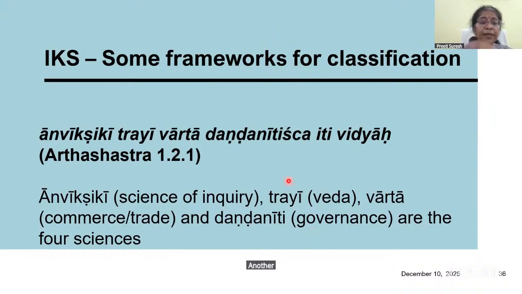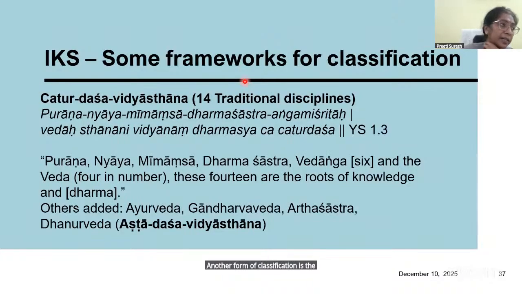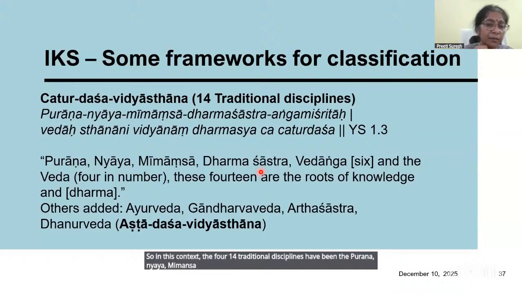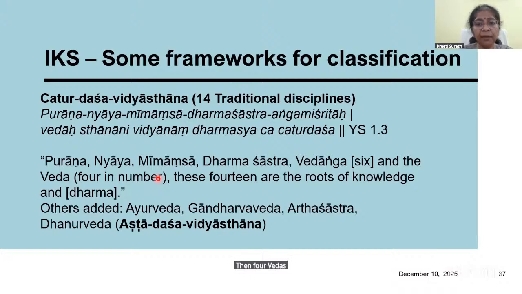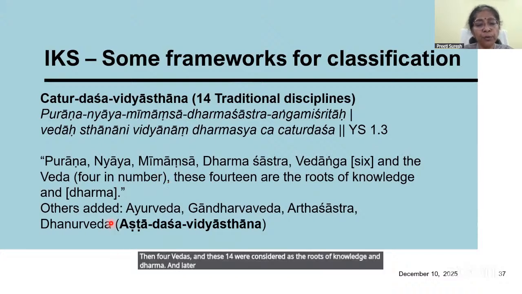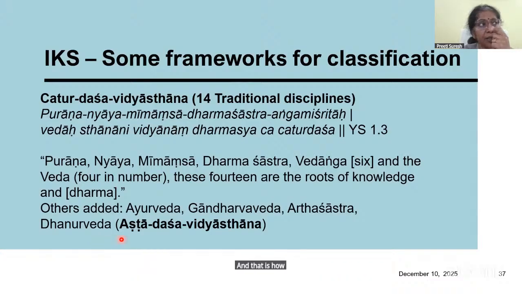Another form of classification is the Chaturdasha Vidyasthana, or the 14 traditional disciplines. In this context, the 14 traditional disciplines are the Puranas, Nyaya, Mimamsa, Dharma Shastra, the six Vedangas, and the four Vedas, and these 14 were considered the roots of knowledge and dharma. Later on, four more were added to it, that is Ayurveda, Gandharva Veda, Artha Shastra, and Dhanur Veda. And that is how the Ashtadasha Vidyasthana was established.